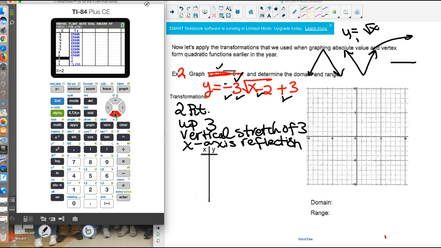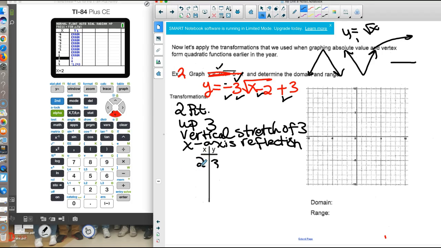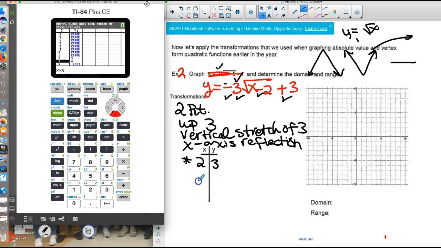Think you got it? Where did you start your table, Jackson? 2, 3. Yes, that's the vertex, and that also is going to control our domain and range. So this is a really important point that you get that on there first. If you miss it, you're going to get a lot of answers wrong. So you just got to be really careful on your calculator. 2, 3 is the first nice one. The next one is 3, 0.